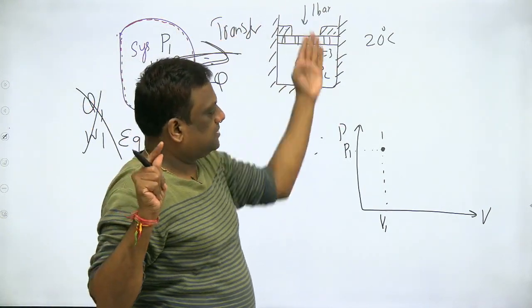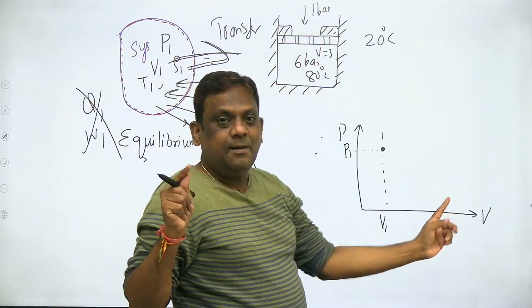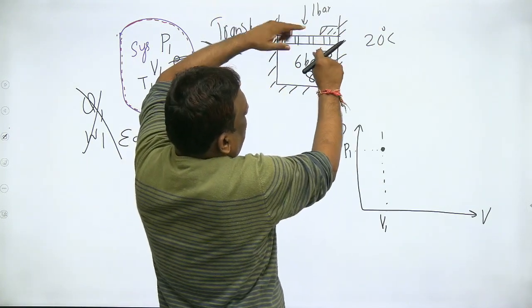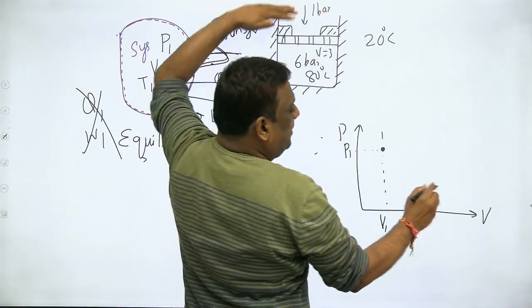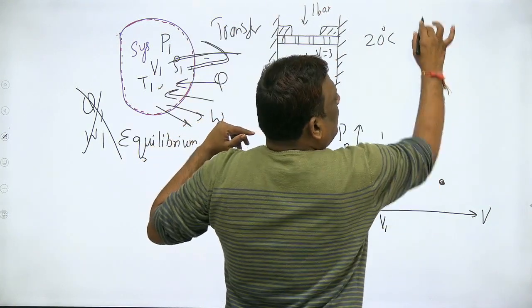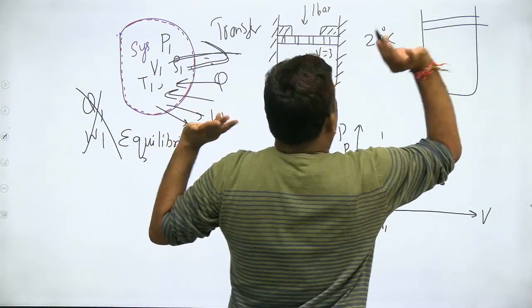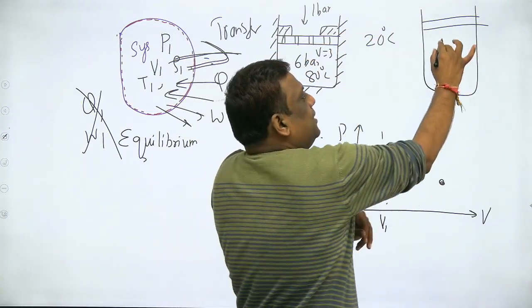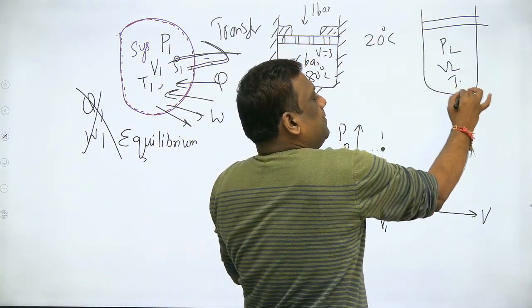Which means now there is a process. When there is a process, it changes. How long is this process taking place? Until equilibrium is reached. When equilibrium is reached, suppose it has now stopped. When you remove the stops, it has now stopped. So finally, again you have pressure P2, volume V2, temperature T2.